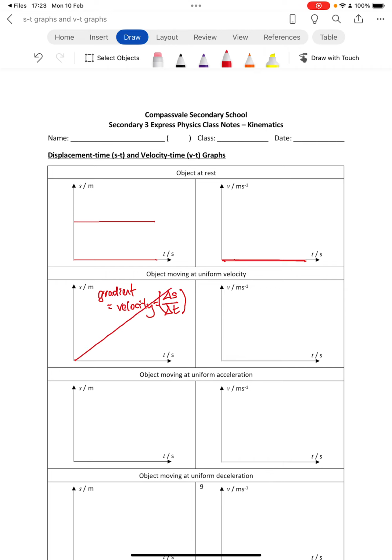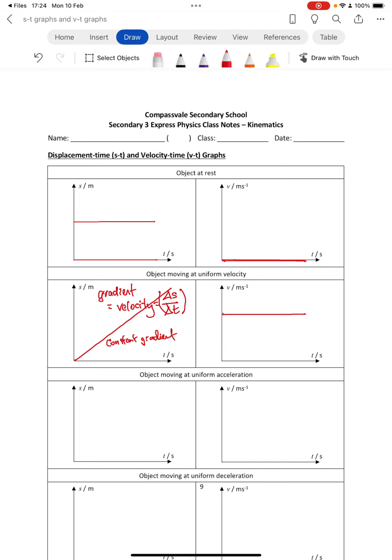So you have a constant gradient. Constant gradient means constant velocity. So constant gradient for displacement time graph means that the object is traveling at constant velocity. For velocity time graph, it is quite obvious. The velocity would not be changing. It will be constant. So it's a horizontal line.